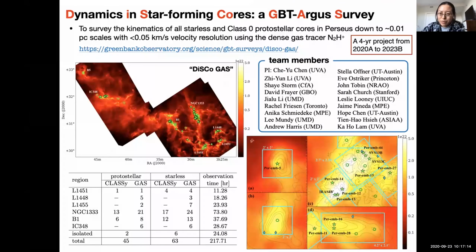So with that in mind, we proposed and got accepted a new GBT large program to survey all of the dense cores in Perseus. This will include around 100 targets and will take more than 200 hours to complete, which will span over 4 years. With completion of this project, we are hoping to answer some of the fundamental questions on core rotation and core formation, especially what percentage of cores are really rotating, or what's the origin of a core's rotation.